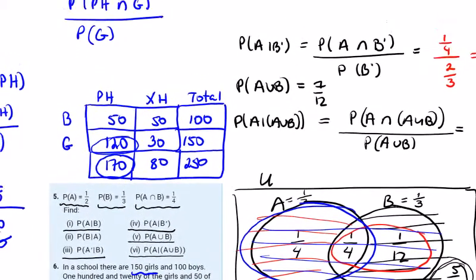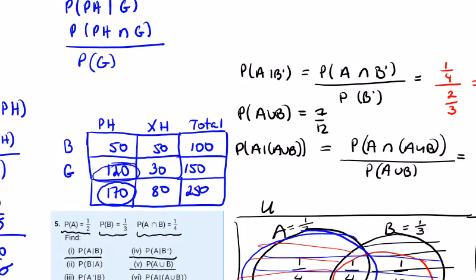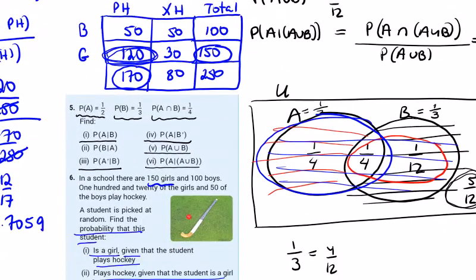So the plays hockey given that it's a girl, well that's 120, this 120 again. Or 120 over 250 is the probability that they play hockey. 120 over 250, I'll leave the 250 out, over the probability that it's a girl. Well, there's 150 girls out of 250, so 150, which is 12 over 15. And 12 over 15 is the same as 4 over 5, 80%, isn't it? 0.8. So that's just 4/5, 0.8. And that's question 6 done.